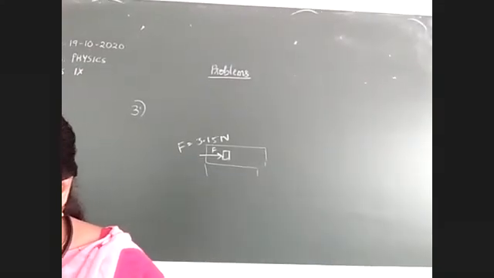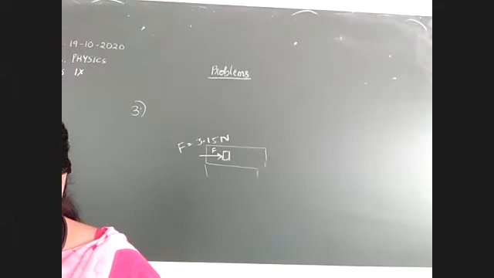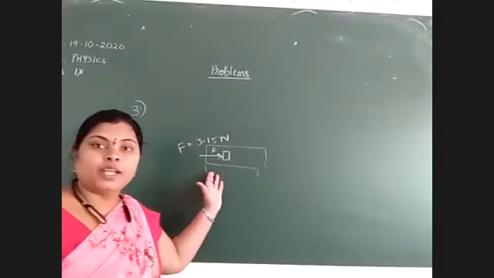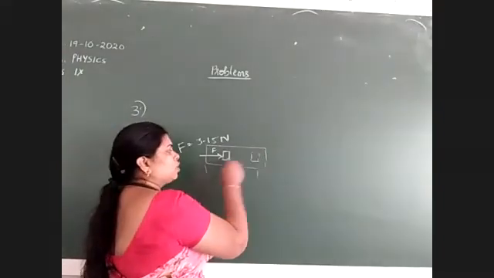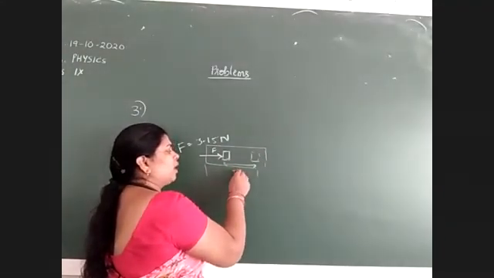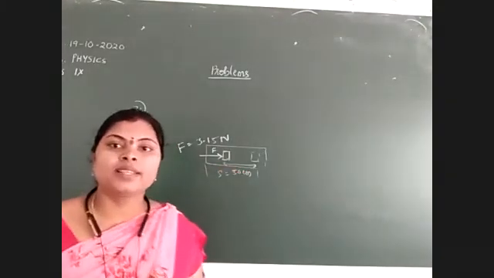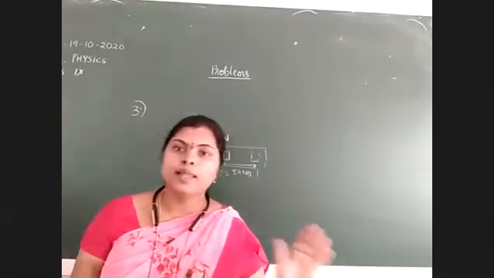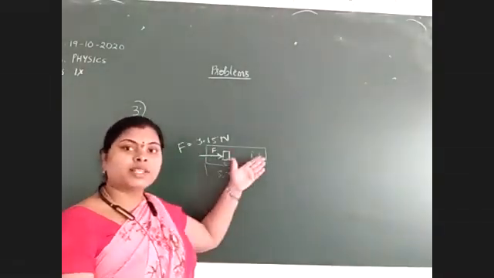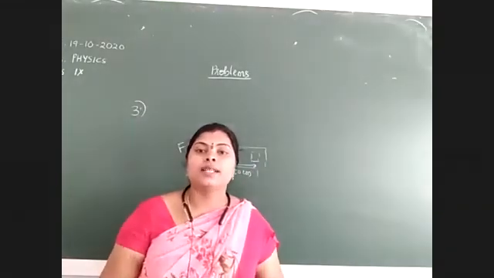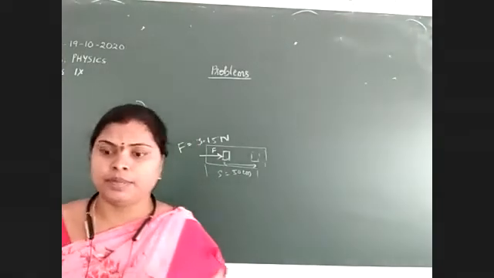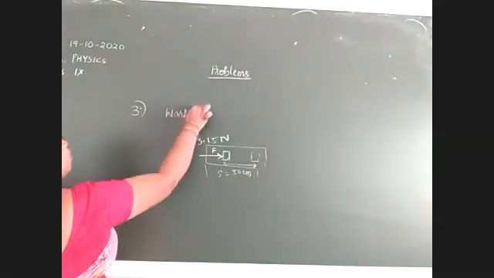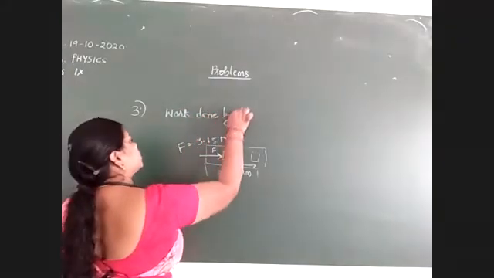If the block is displaced through a distance of 50 centimeters, when you apply force, what happens to the block, children? It will be displaced. So the distance displaced is 50 centimeters, along the direction of the force. In the direction of your force only, the block is moving. Force direction is like this, and your block is also moving in the same direction, displaced by 50 centimeters. Now, find the work done by the force.